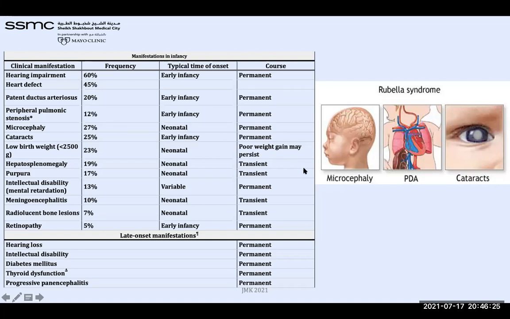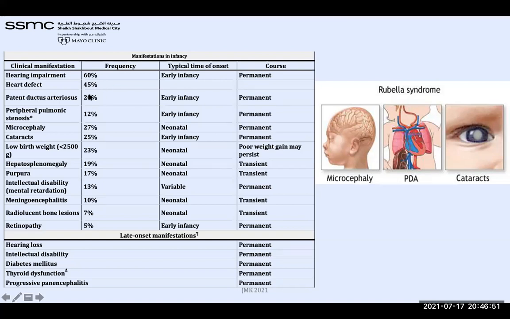Again, it has a typical triad in the newborn period. Microcephaly can happen, PDA, and the cataract. The hearing loss is permanent, intellectual disability is permanent, diabetes mellitus can happen, thyroid dysfunction, and progressive panencephalitis. So these are the frequencies: hearing impairment, heart defects, and patent ductus arteriosus.